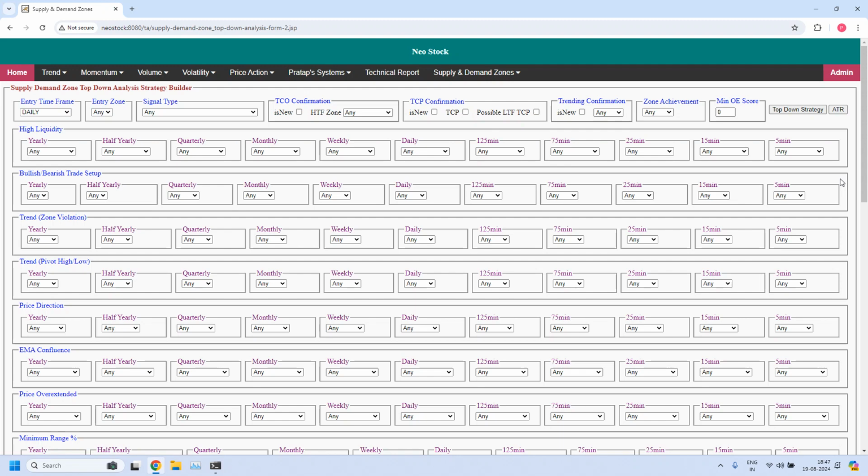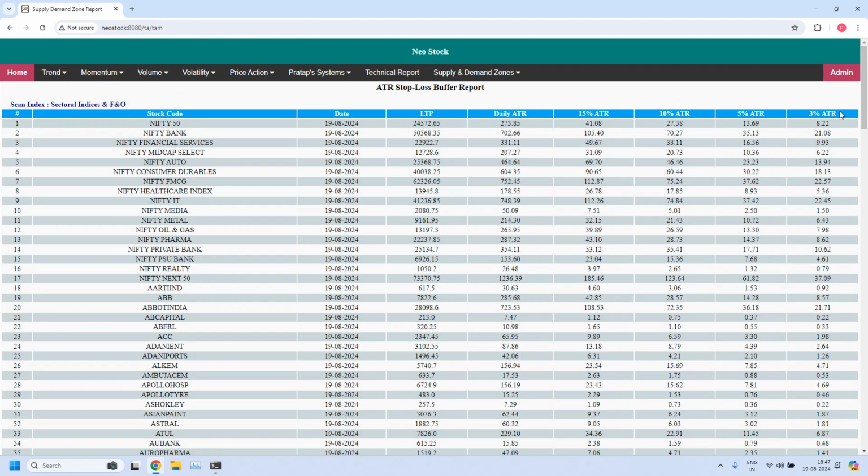Now in the final report, let's generate stop buffers based on daily ATR. All these are stop buffers. First 17 are indices, that includes all sectorial indices. Remaining stocks are taken from F&O list. What I do, I keep on scrolling the list down. If any of the stock you want to refer, please pause the video. I'm scrolling the list down.